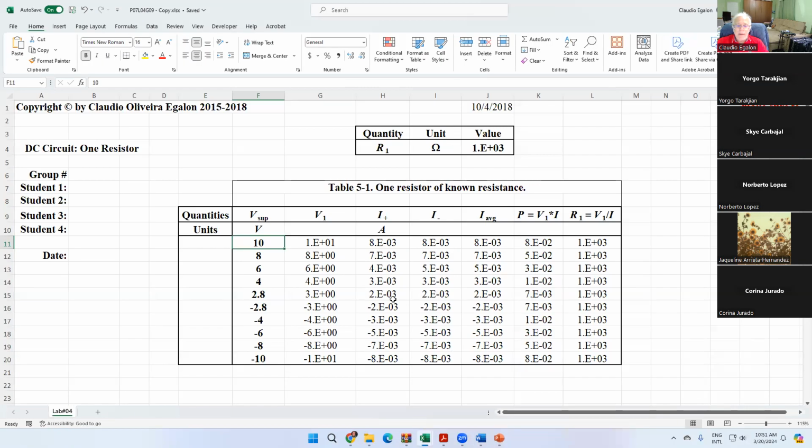Here V sub s stands for the voltage of the power supply. And we start with 10 volts. We are going to decrease the voltage all the way to 2.8, for instance, and then invert the polarity and increase it back to 10 volts. We are going to measure the voltage with the multimeter. Here we are measuring the voltage with the power supply. And here we are measuring the voltage with the multimeter. And we're going to measure also the current that goes through the circuit with the multimeter. That's what we're going to do.